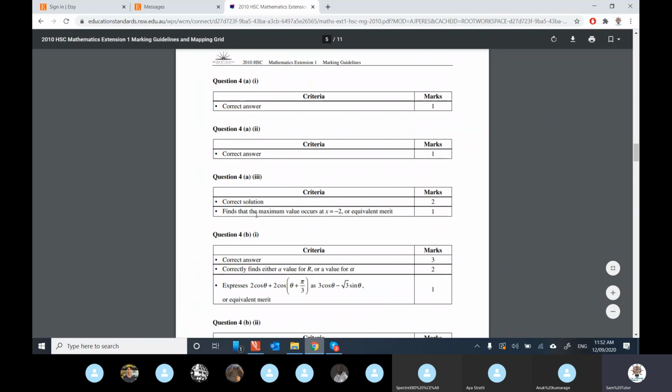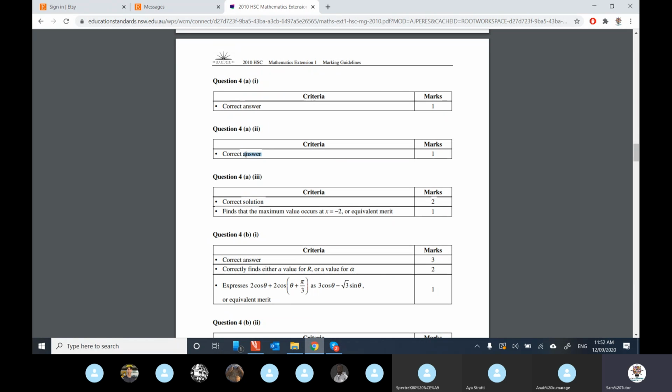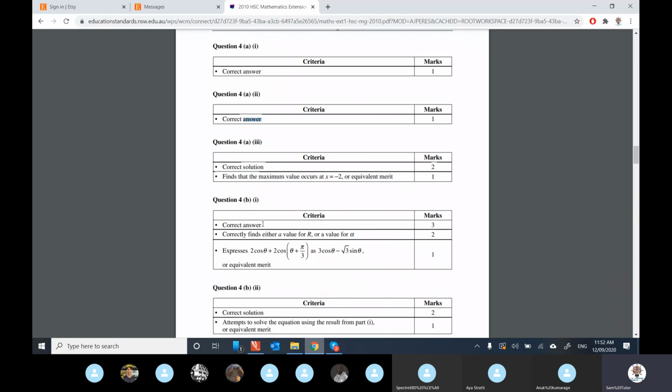You see here, how it says correct solution compared to correct answer. There's a difference between the two. When we mark, correct solution means your working out is correct. Correct answer means we don't really care about the working out, it's just the answer. See, this one says correct answer. We don't really care about how you've done it, as long as you got the right answer out.